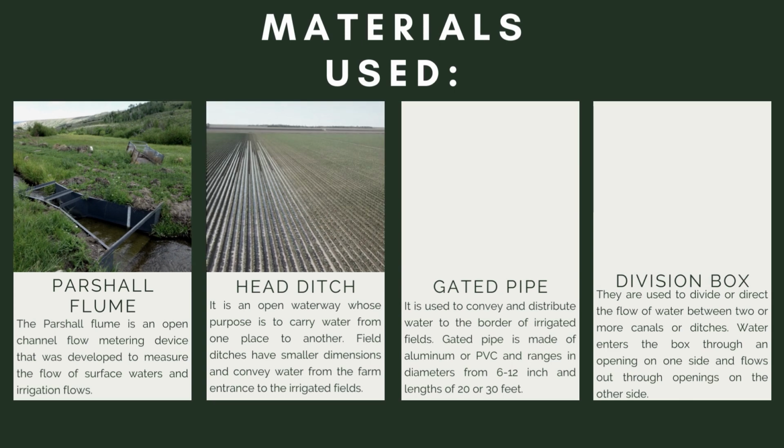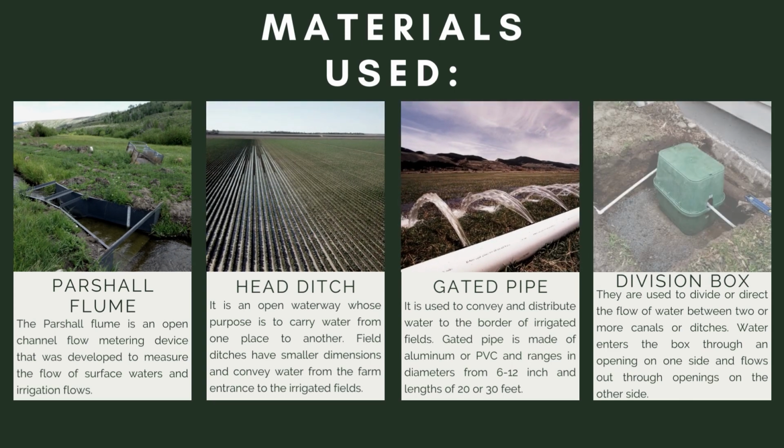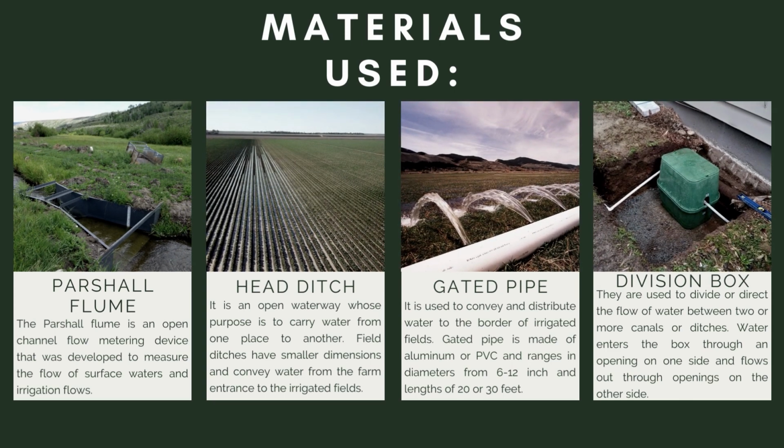Materials used in surface irrigation are the parshall flume. The parshall flume is an open channel flow metering device that was developed to measure the flow of surface waters and irrigation flows. Head ditch. It is an open waterway whose purpose is to carry water from one place to another. Field ditches have smaller dimensions and convey water from the farm entrance to the irrigated fields.